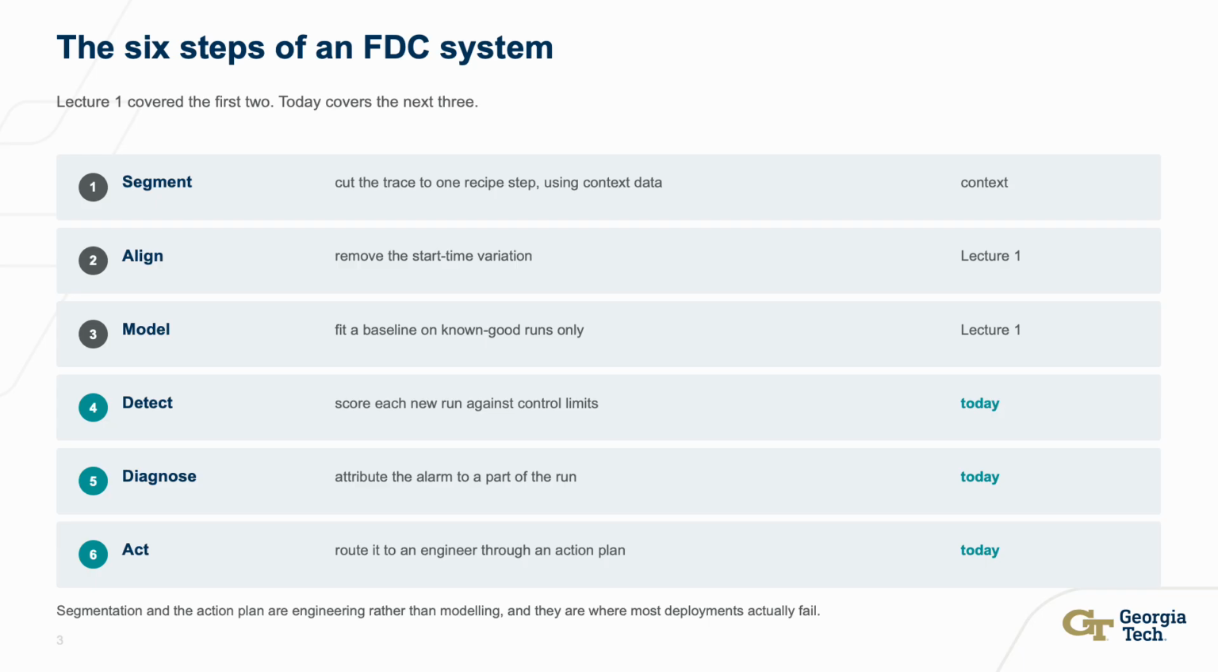It is worth noticing what the pipeline does not contain. There is no step that learns what a fault looks like. Nowhere in the 6 boxes does a faulty example enter the model. The system knows what normal is, and everything else is defined by exclusion. That is what makes it deployable on a tool that has never failed in a way you have recorded.